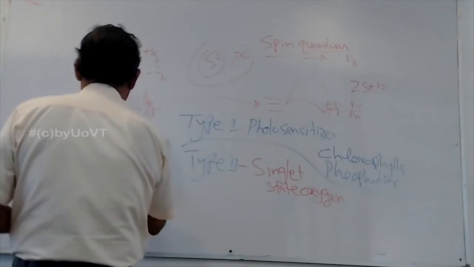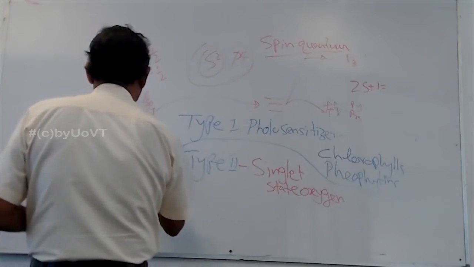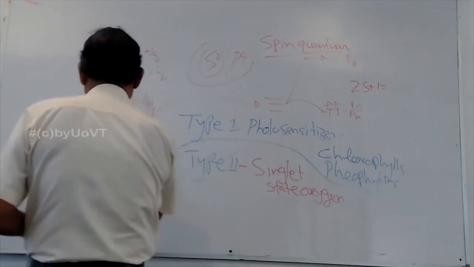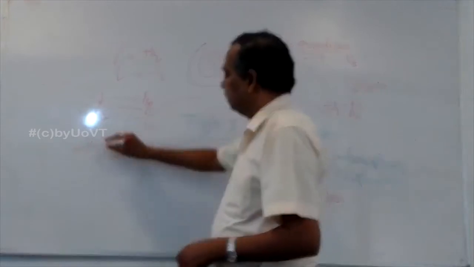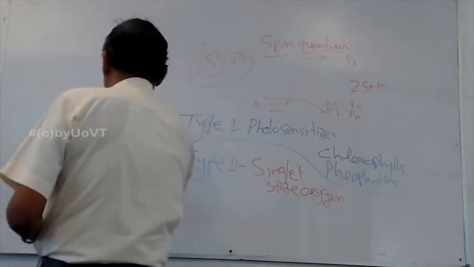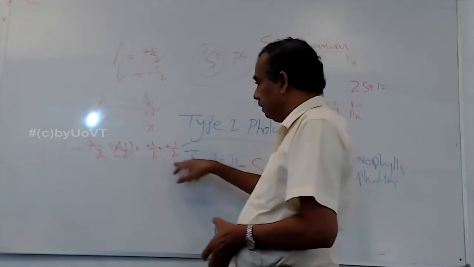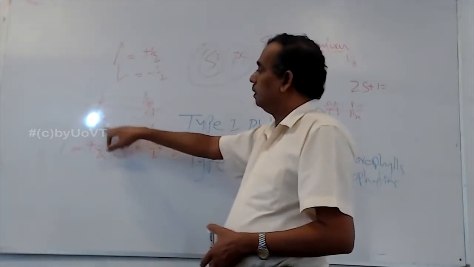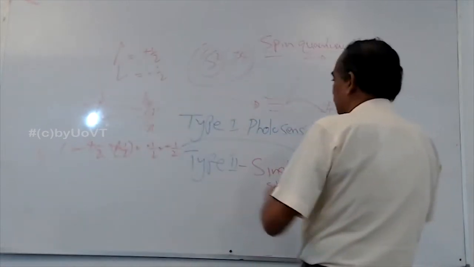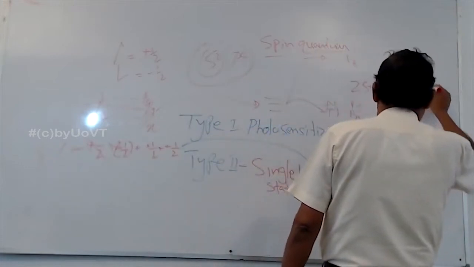Then 2 plus halves: plus half plus half. You have to find the total. The answer is 1. No need for a complex calculation like this. Plus half minus half is 0, then plus 2 plus halves is 1.